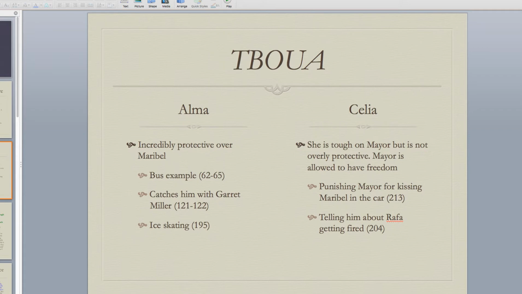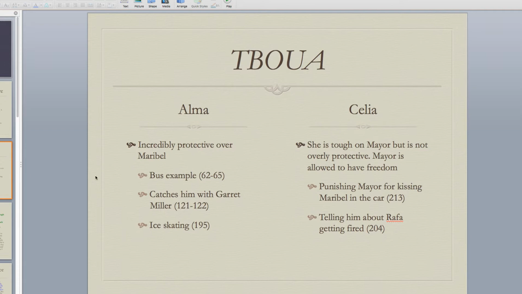So if I was going to compare, in The Book of Unknown Americans, Alma and Celia, one topic that I might choose to cover is how they mother their children. If you've noticed, Alma is incredibly protective over Maribel, and perhaps some of that comes out of Maribel's condition. Perhaps Alma didn't used to be that overprotective, but now she really, really is, especially because they're in a place that they are unfamiliar with, and Maribel doesn't always seem to know exactly what's going on.